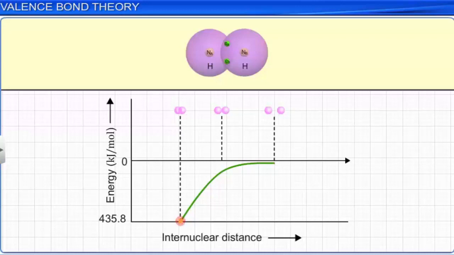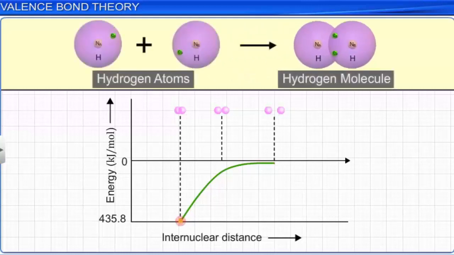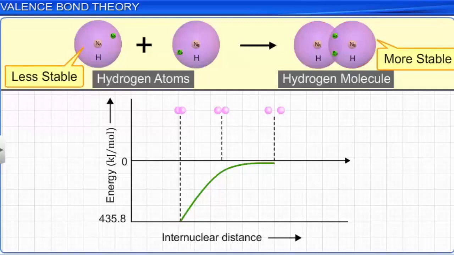At this stage, the system acquires minimum energy, and the two hydrogen atoms are said to be bonded to form a stable molecule. If we try to bring these atoms still closer, then the repulsive forces start overpowering the attractive forces. Consequently, energy of the system increases, causing instability to the system.